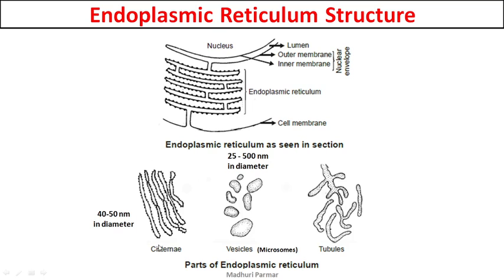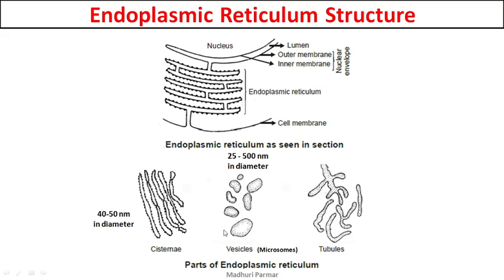It is lined by a single layer of membrane. This can be 40 to 50 nanometers in diameter. That much space is found between the two, and that space is called the lumen. Whatever white space you are seeing between the two layers is called the lumen.